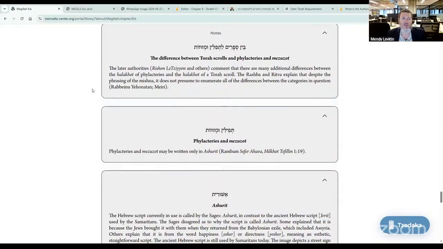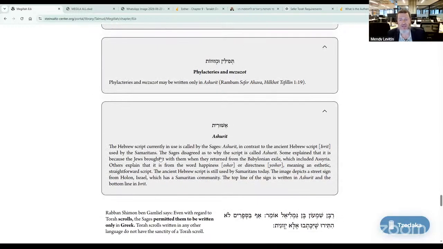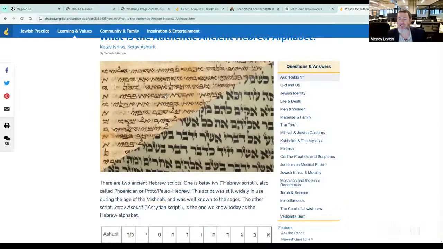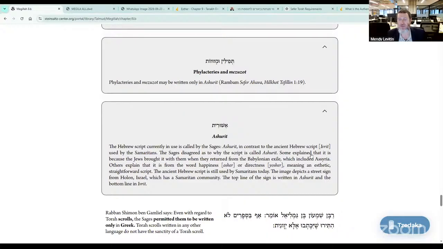So Reb Sheinzatz is going to give us a bit of an insight. The Hebrew script currently in use is called by the sages Ashuris, which is the Hebrew that we know today. In contrast, in ancient Hebrew script, Ivris, which we showed you before, is over here in the top left-hand corner, and we still have signs of it today in different places. Reb Sheinzatz says Ivris is used by the Samaritans, the Shamronim, who still exist in small groups today. The Shamronim were those people that came to fill the space of the North Kingdom after it was exiled by Sancheriv.